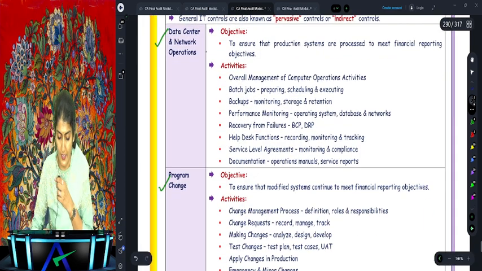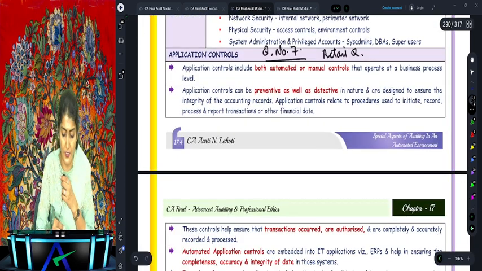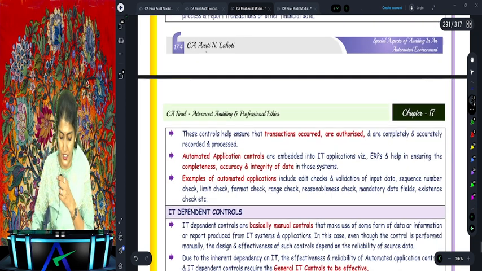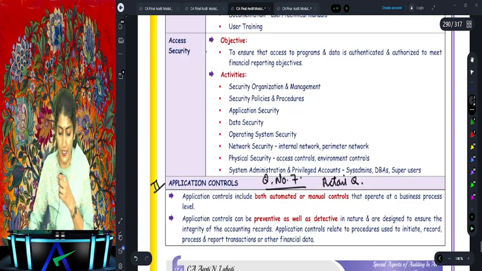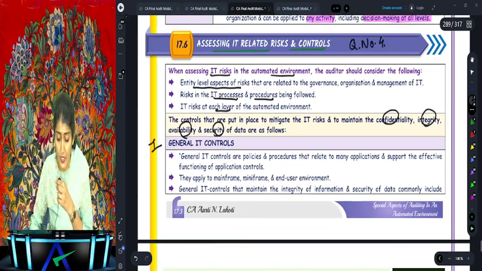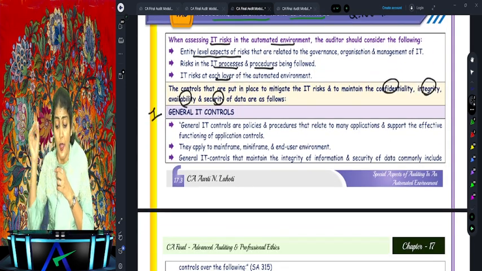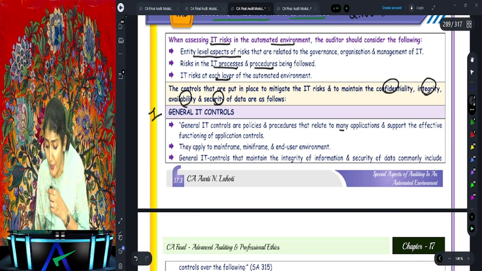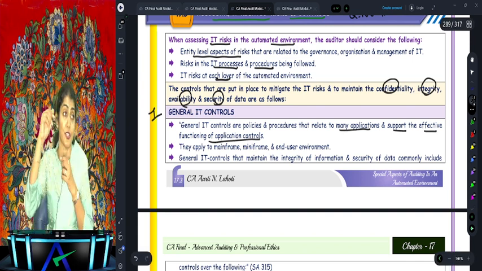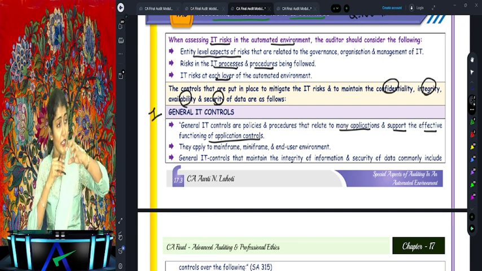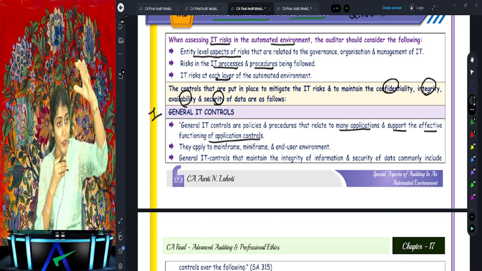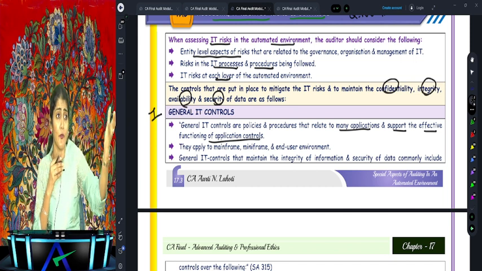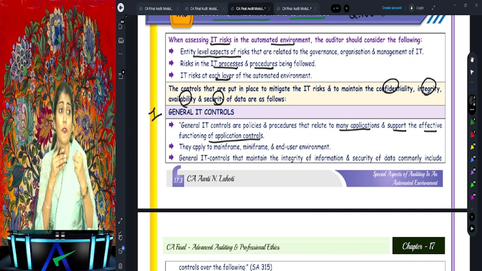The general IT controls. After the general IT controls, you have the application controls. And after the application controls, you have the IT dependent controls. Okay, general IT controls. What does it say? Policies and procedures that relate to many applications and support the effective functioning of the application control. So for application control to be effective, the general IT control should be effective. If your general overall controls are weak, how can your application level controls work properly?